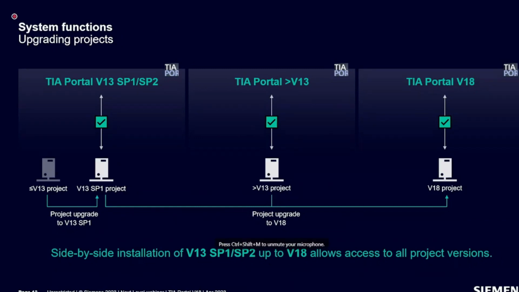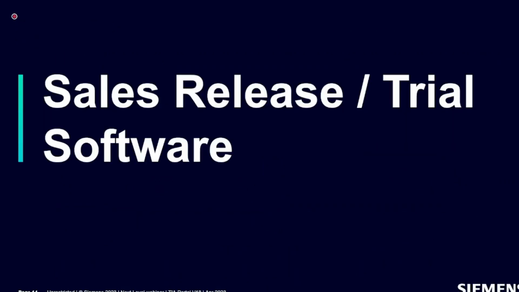One of the users asked whether side-by-side installation is allowed. Yes, side-by-side installation of version 13 SP1 up to version 18 is allowed, and you can also upgrade the project directly from version 13 SP1 to version 18. So if you have less than version 13, you have to upgrade to version 13 SP1. I'm insisting once again on this.